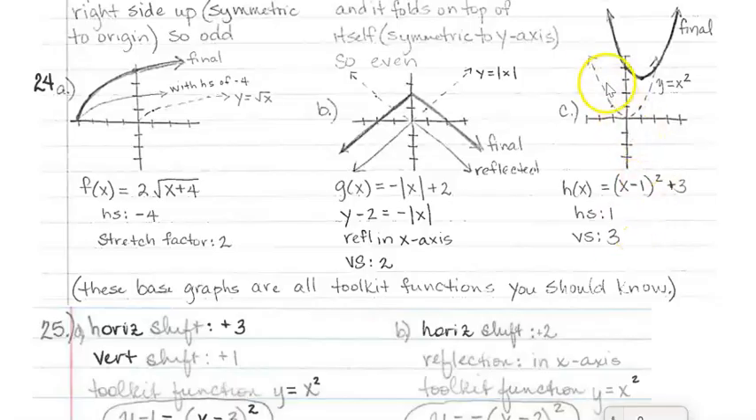So I'm going to start right here with my toolkit function, my base function y equals x squared. And then I can horizontally shift 1 and vertically shift 3. And you could do both of those at the same time if you want to, or you could do it in 2 separate steps. So again, all of those base graphs were our toolkit functions that we should know.